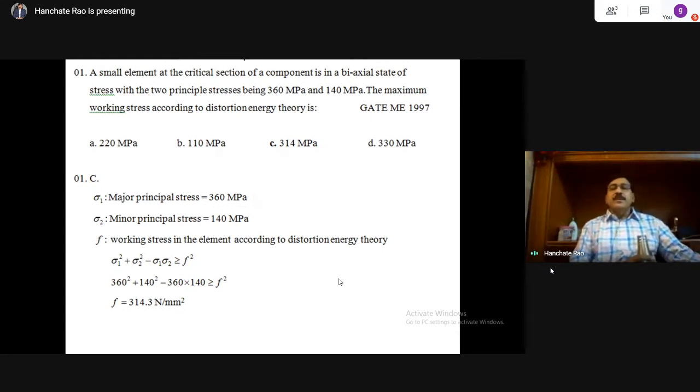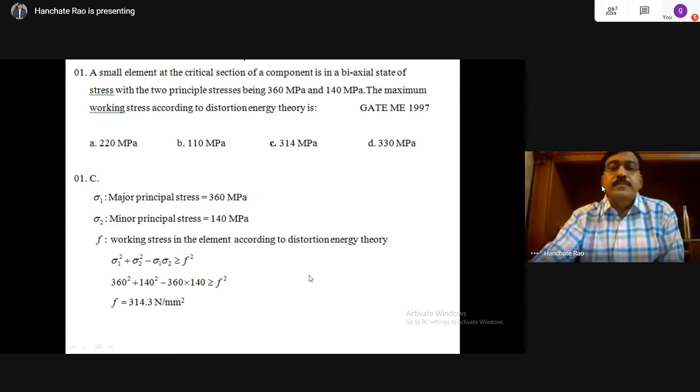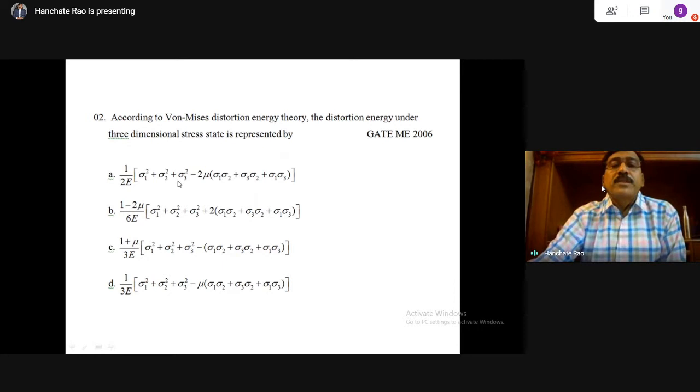So he has given us sigma 1 and he has given sigma 2. One is major principal stress and one is minor principal stress. Simple. Sigma 2 square plus sigma 3 square minus 2 mu.